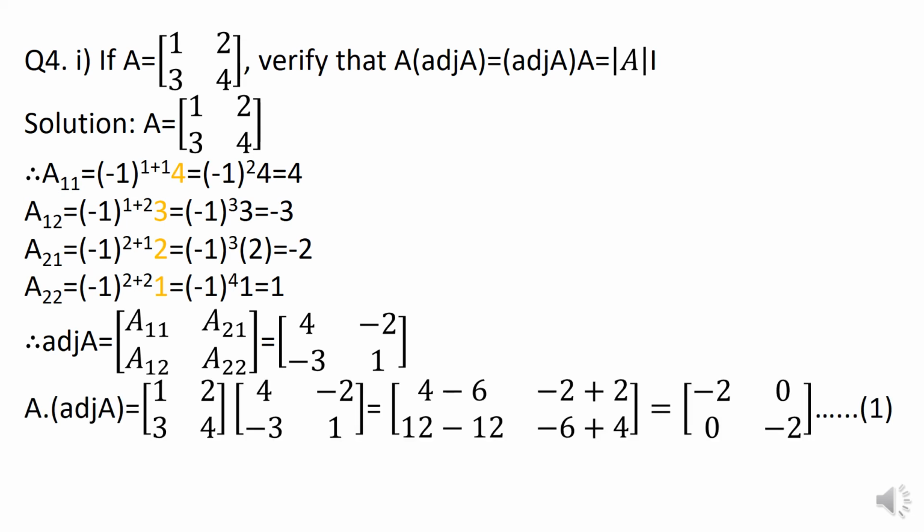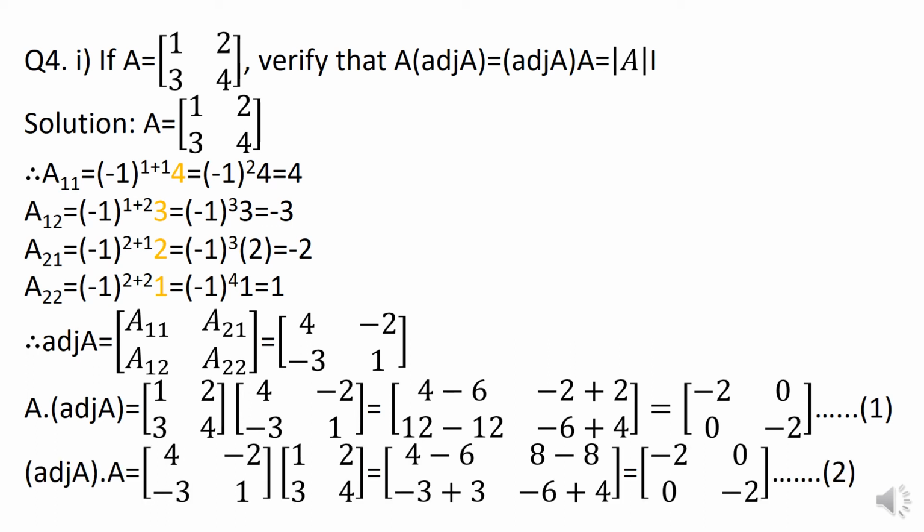Next step, to find A into adj A. I hope you remember how to multiply a matrix by multiplying the corresponding rows and columns. Row 1 with column 1 will give us the element A11. Row 1 with column 2 will give us the element A12. Row 2 multiplied with column 1 will give us A21, and row 2 with column 2 will give us A22. So you can see over here how it has been done.